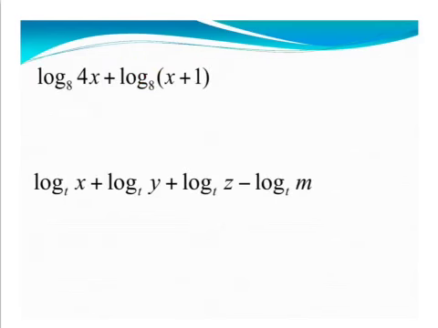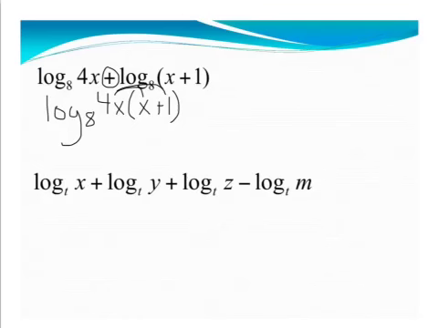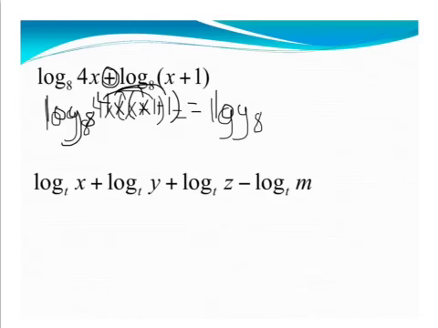Alright, this one gets a little bit more complicated now. What we have here is log base 8 of 4x times x plus 1. Because we know that when it's addition, as we see right here, to condense it, it has to become a multiplication problem inside the log. And now I can distribute the 4x to both parts. So I'm going to have log base 8 of 4x squared plus 4x.